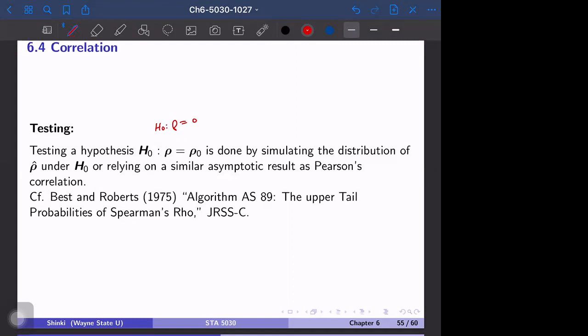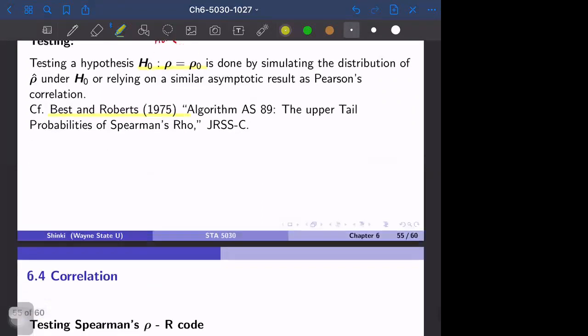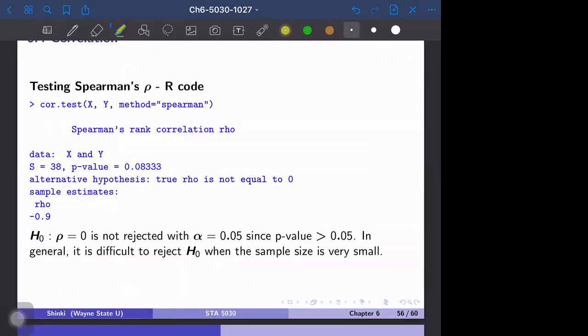But for the general case, rho equal to rho naught, if you want to test this, we need some more complicated simulation, and this paper describes the method. In R, we can still use the cor.test function to test Spearman's rho. Last time we used cor.test for the Pearson's correlation, but you can specify method equal to spearman, then we can test Spearman's rho. So the S statistic appears here and the p-value is here.